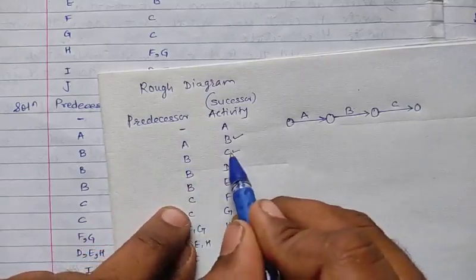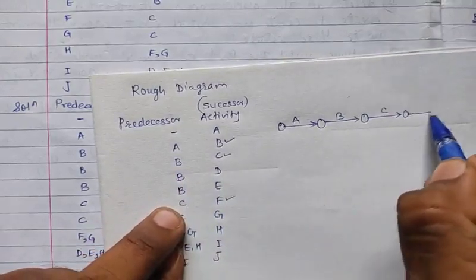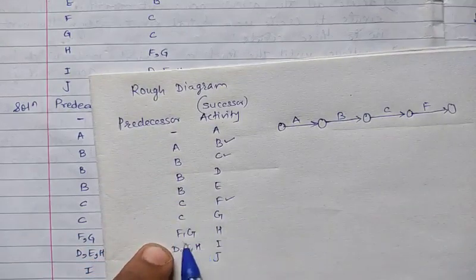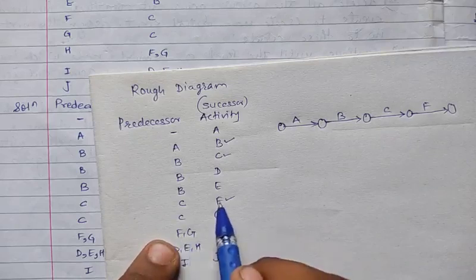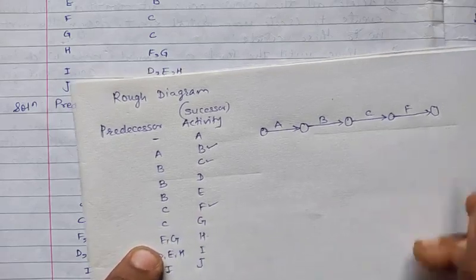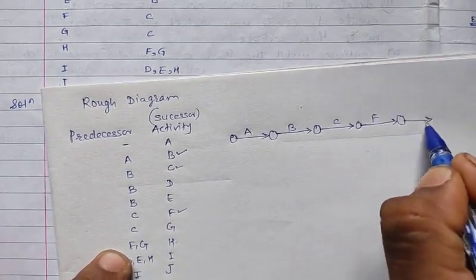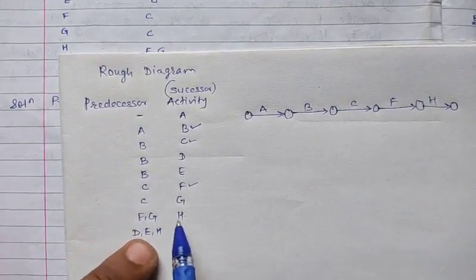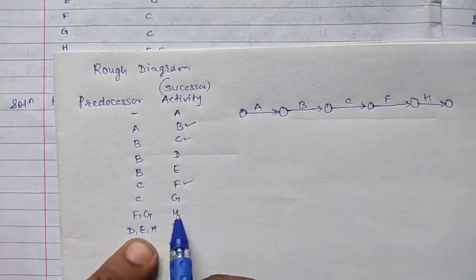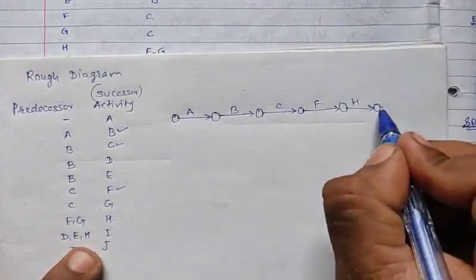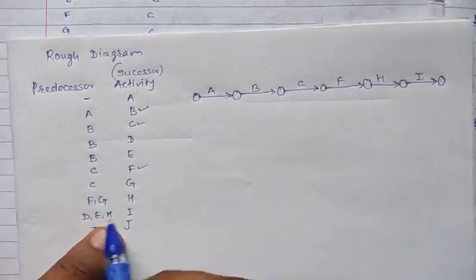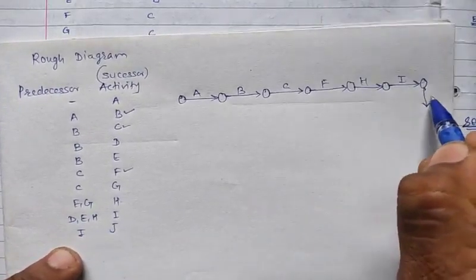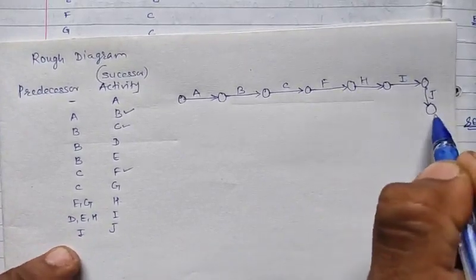Next let's see C. C goes to F. Make a linkage, C goes to F. Next see where F goes. F goes to H, because here C goes to F. F goes to H. Next let's see where H goes. H goes to I, and I goes to J. So this is the end point of an event.